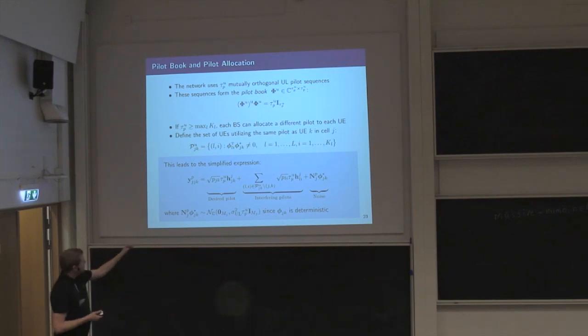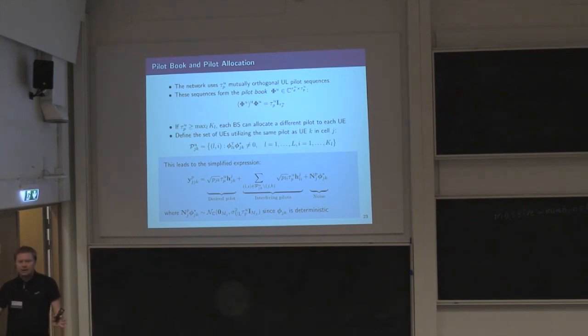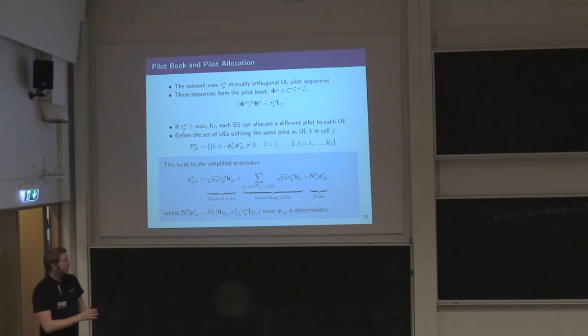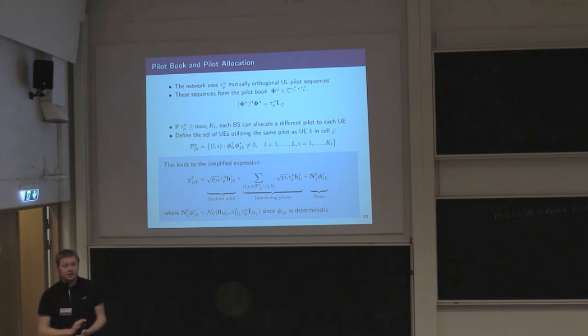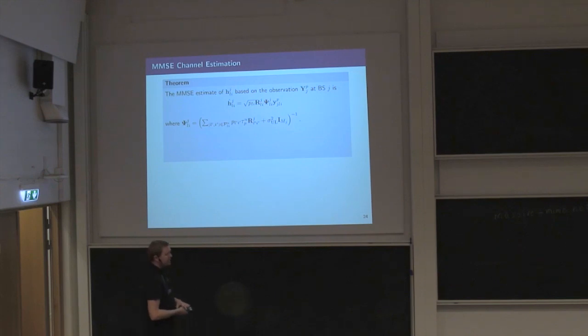So in this simplified expression, I now see who is actually interfering with me in my pilot transmission. Well, that is all the users that use the same pilot sequences as me, but no one else in the system. I can now put this into some classical expressions from estimation theory. And actually, the nice thing is that estimating Gaussian unknowns in Gaussian noise and interference is the basic case in channel estimation. You can open up the book by Stephen Kay and see that this is one of the first things that are described there.